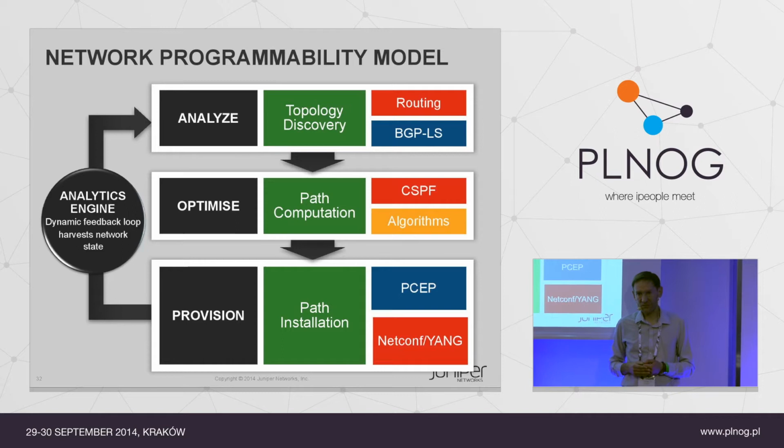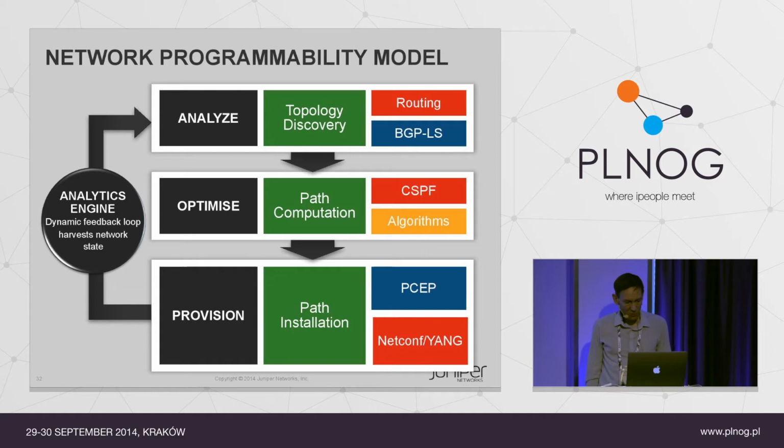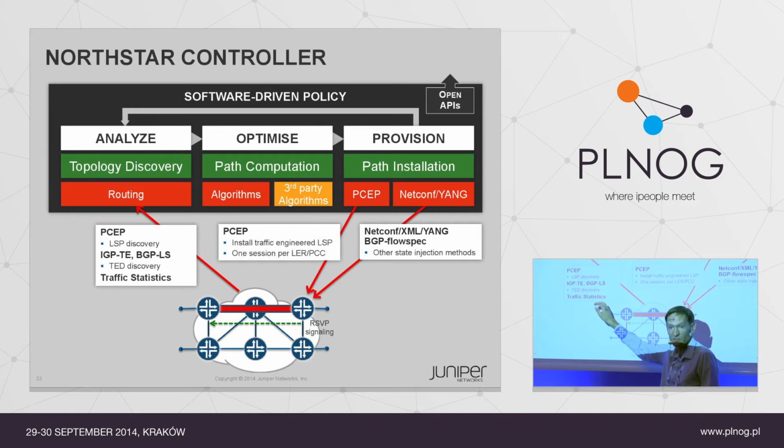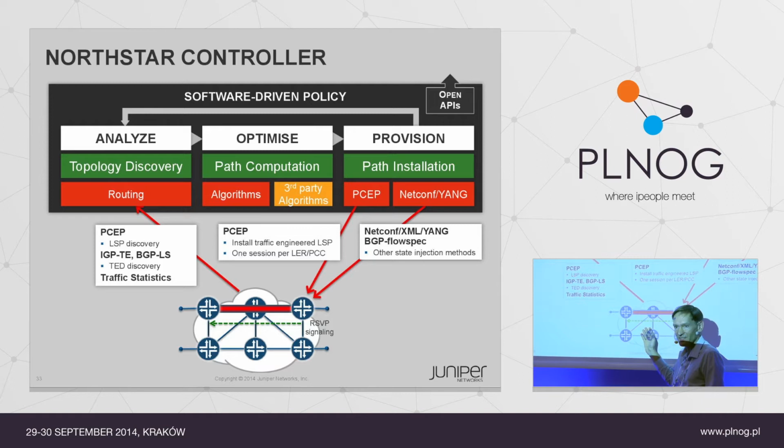Looking at that in a little more detail, if we break out what's inside each of these pillars, the discovery part, as I discussed before, is using BGP-LS to discover the topology, using PCEP to discover the status of LSPs, their paths through the network and so on, and to discover the traffic matrix of the traffic through the network at this point in time.